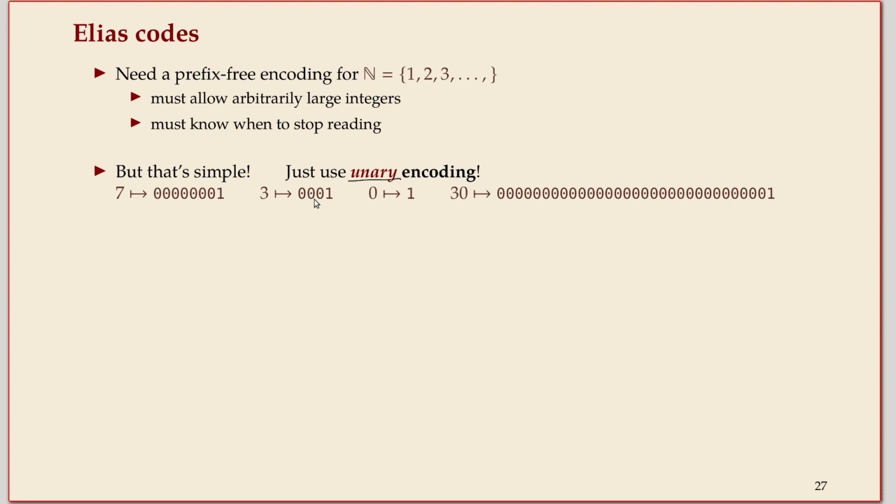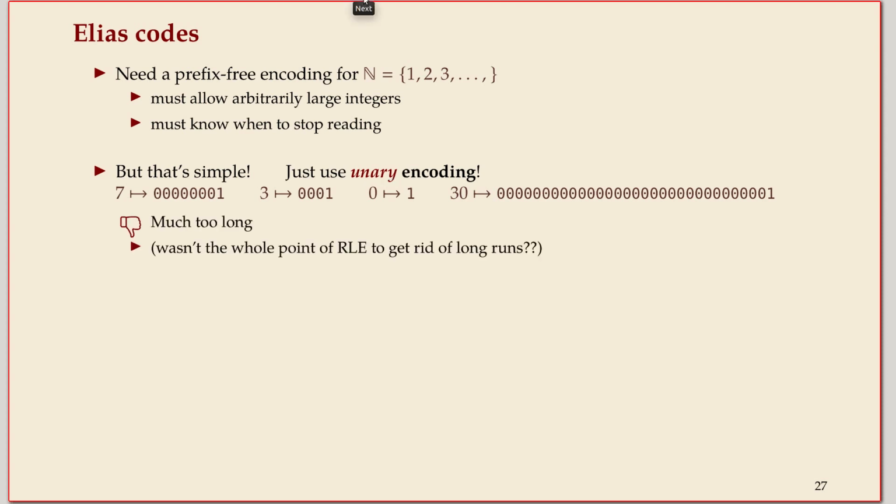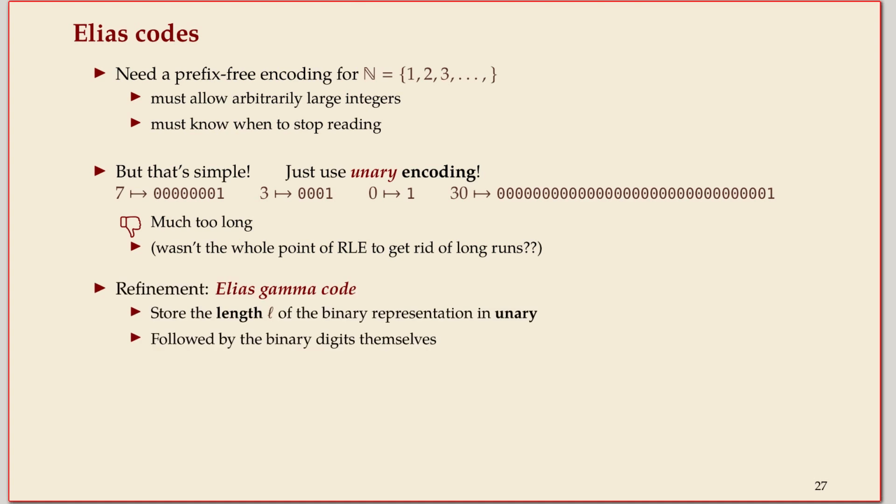So the only thing I can really do is repeat that 0 as many times as I need. That's great, problem solved, but oh, that's much too long. And also, we started with run length encoding. We wanted to get rid of those long runs. It's not much use to encode the length of the long runs by new runs. So that's clearly not what we want to do.